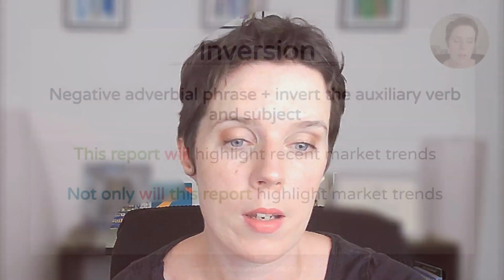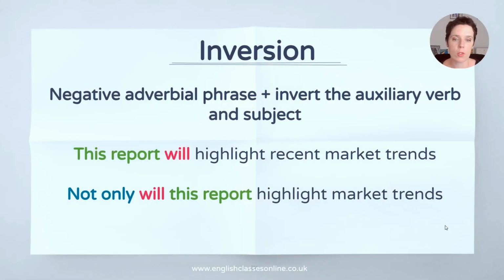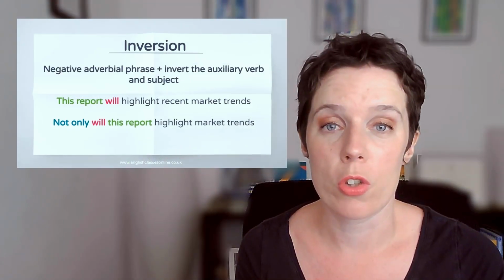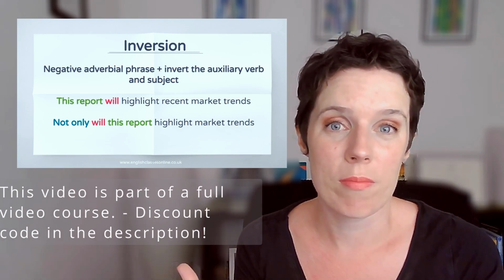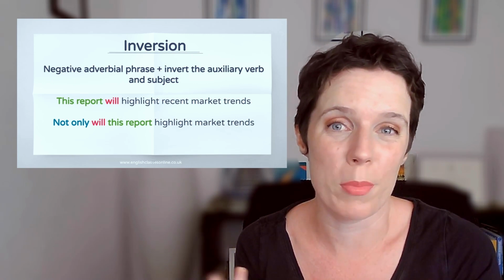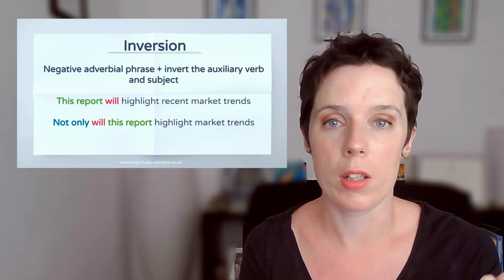So let's take a look at what an inversion actually is and how you make it. To make an inversion, you need to use a negative adverbial phrase, and then you need to invert the auxiliary verb you have and your subject. So this is a normal sentence here. This report will highlight recent market trends. I mean, that's fine as an introductory sentence. You can do that, but it's not that advanced. You know, it's a pretty simple sentence, future simple. You're not going to get high marks for that grammar.